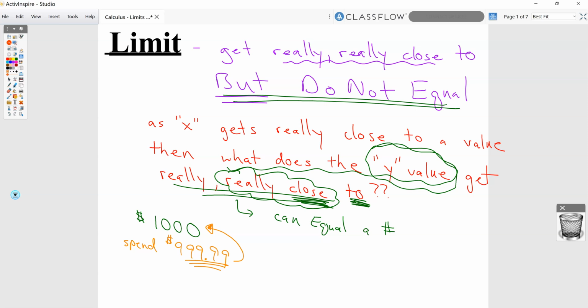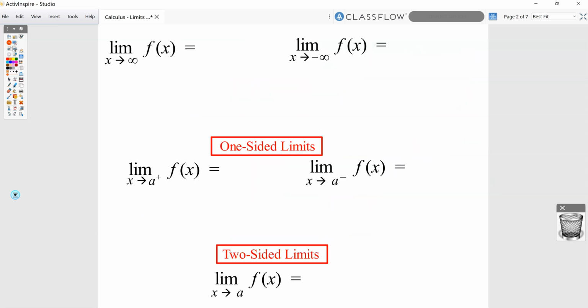All right, let's see if we can do some of the notation. The first thing is the way that we abbreviate the word limit. Obviously we abbreviate limit with lim. That tells you you're going to take the limit of something. This is the function that we want to take the limit of. I'm taking the limit of function f of x, or I could take the limit of function g of x, whatever function you want.